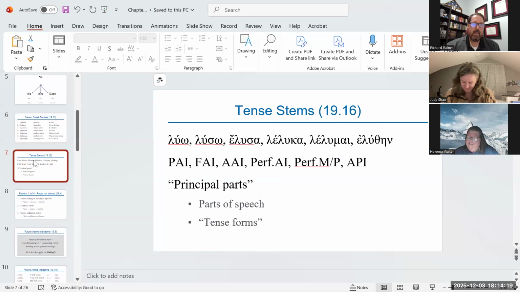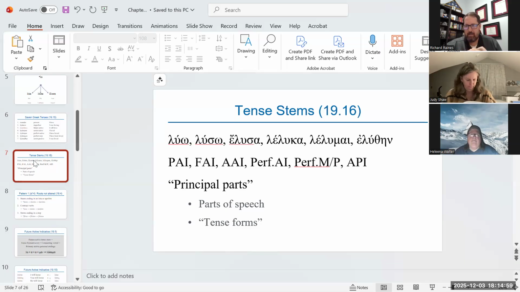Now, here's something that's interesting. This is just for your FYI. At some point in this course, you're going to be looking to lexicons to do some of your work. You'll be learning how to use a Greek lexicon. And he's just introducing this here in section 19.16. I'm not going to test you on this. This is not going to show up in a quiz. This is just FYI. And we're going to use luo as an example.